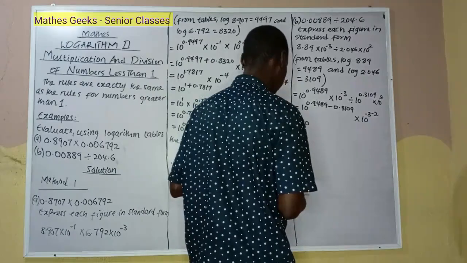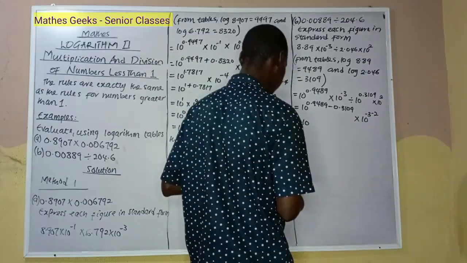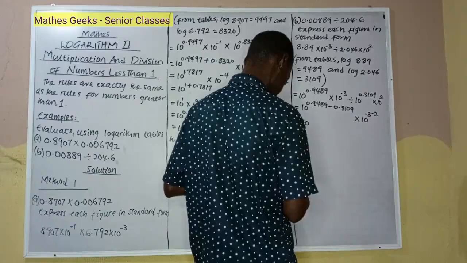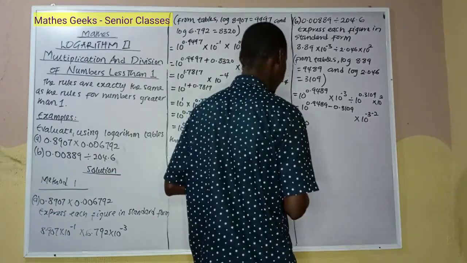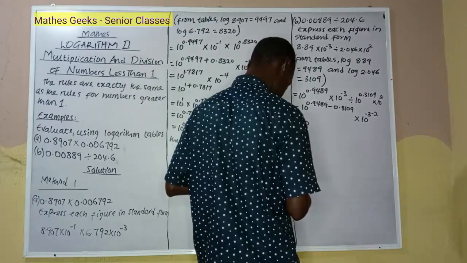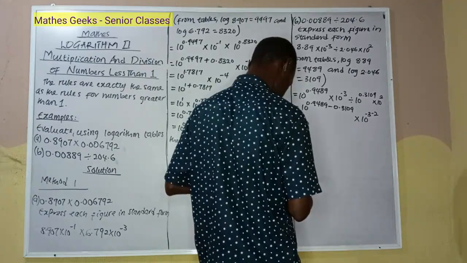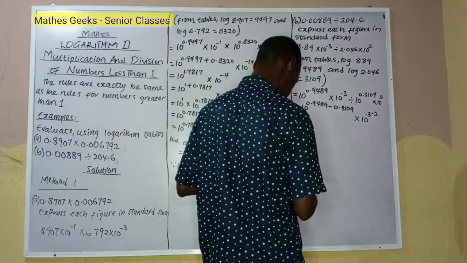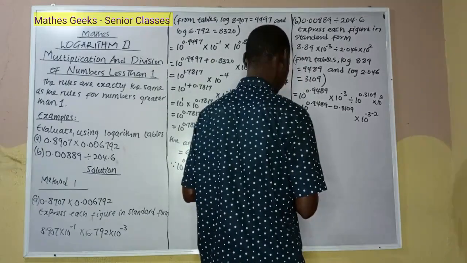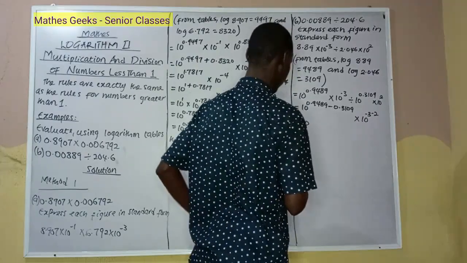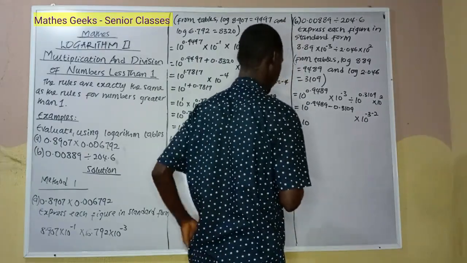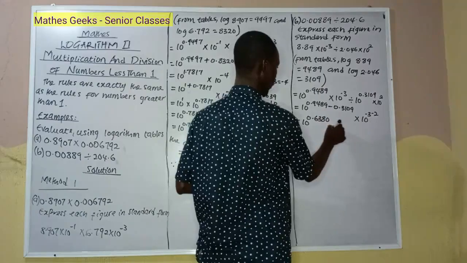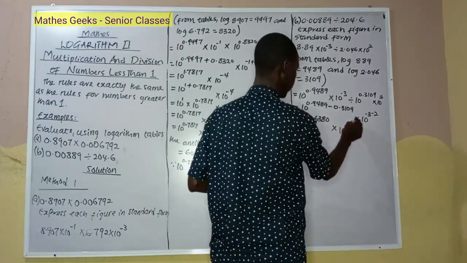0.9489 minus 0.3109 gives 0.6380, times 10 to the minus 3, minus 2, will give us minus 5.